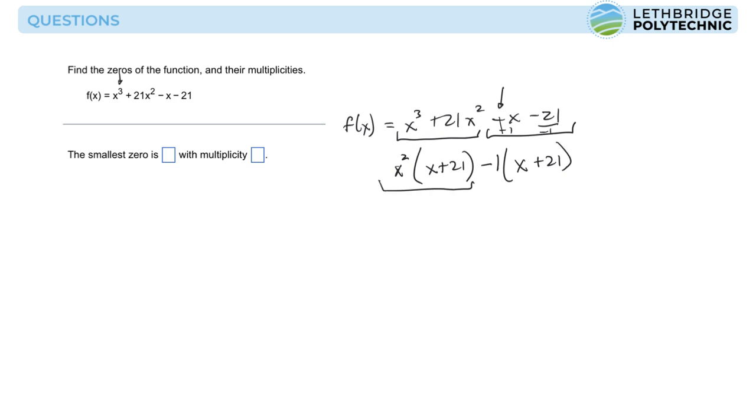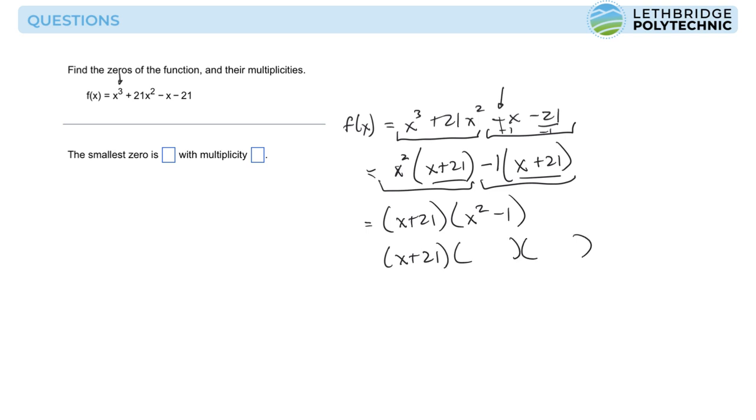Now I've got two terms. They each have an x plus 21 in them, so I can factor that out. An x plus 21 comes out front, and then I have x squared minus 1. Now the x squared minus 1 is a difference of squares. So I'll leave that one, but this one I can split into two brackets. The x splits up into there and there. The 1 splits up into there and there, so 1 and 1. One's minus and one's plus.